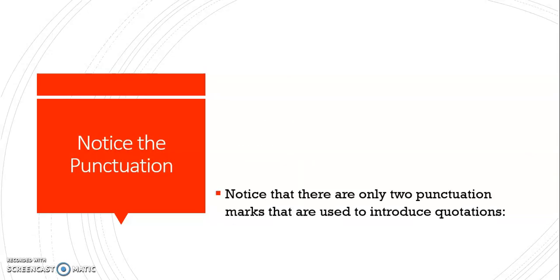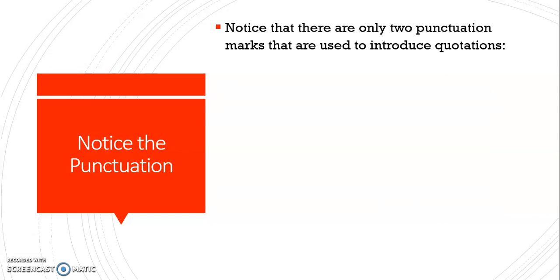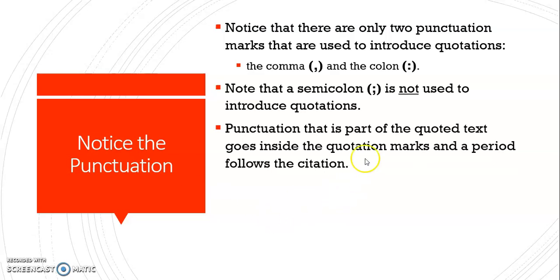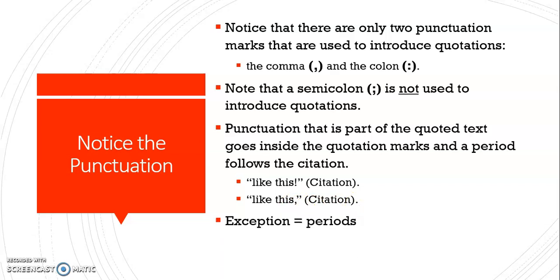Okay. A couple notes on punctuation. Notice that there's only two punctuation marks. You can use a comma, that's with an introductory phrase, and then you can use a colon if it's a complete sentence. You don't use a semicolon, that's not the purpose of that punctuation. Punctuation that is part of the quoted text goes inside the quotation marks and then your period on the outside, so like this. So if there's an exclamation point or some other punctuation in it, you keep it inside and then you just put a period there just to kind of end everything. Or if it ends with a comma or something like that, you would keep the comma, put your period on the outside.